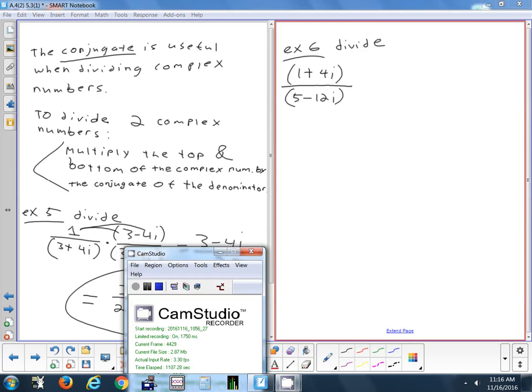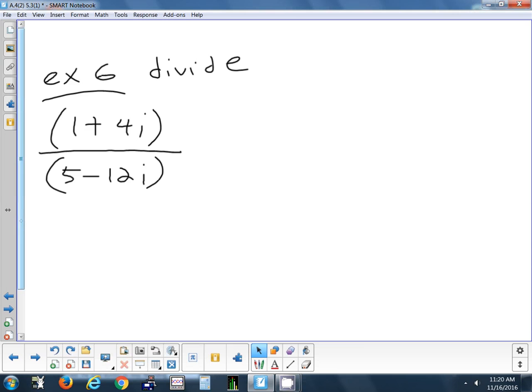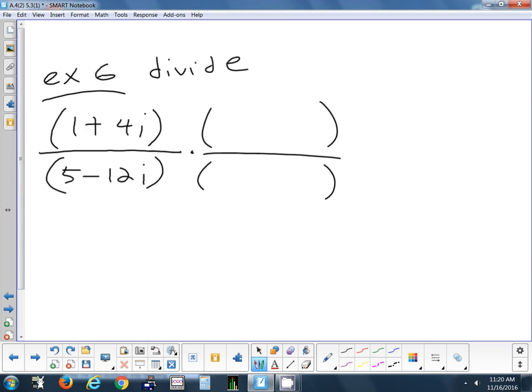This one is a little different than the last one because this time you've got a complex number in both the top and the bottom, but it doesn't change the process. What am I going to multiply top and bottom by? The conjugate of the denominator. You have to make sure you pick the conjugate of the bottom, not the conjugate of the top. And Jasenia, what's the conjugate of the bottom? 5 plus 12i.